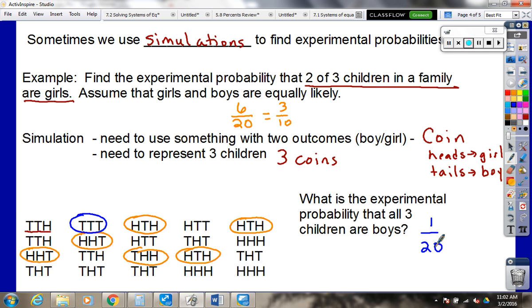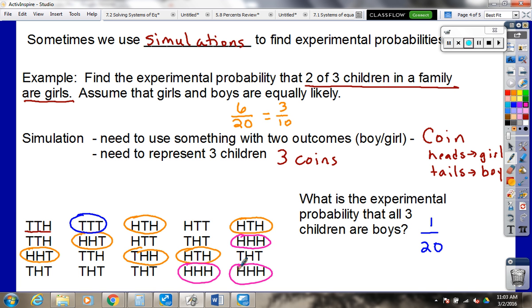What about the experimental probability that all 3 are girls? How did that come out? Gretchen? 3 out of 20? Yeah, it looks like 3. So we have a heads, heads, heads here, and a heads, heads, heads here. I think that's all of them. So 3 out of 20 would be girls.